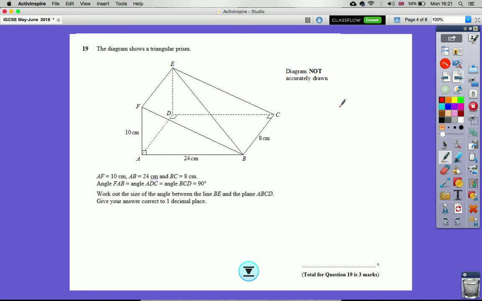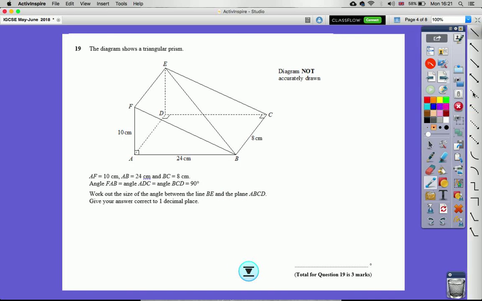Question number 19. Triangular prism. They have given us certain lengths. AF is 10. AB is 24. BC is 8. Angle FAB is 90 degrees, and angle BCD is also 90 degrees. And so is angle ADC. We need to find out the size of the angle between the line BE and the plane ABCD.